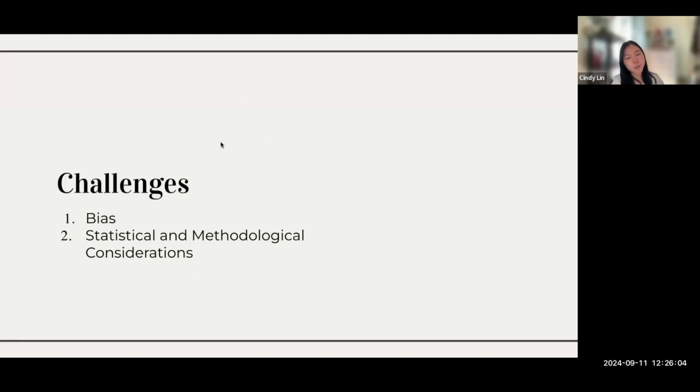Okay, now I will be talking about some of the challenges, specifically some factors that could introduce bias when we're using external controls, as well as some statistical and methodological considerations that could help reduce the bias.